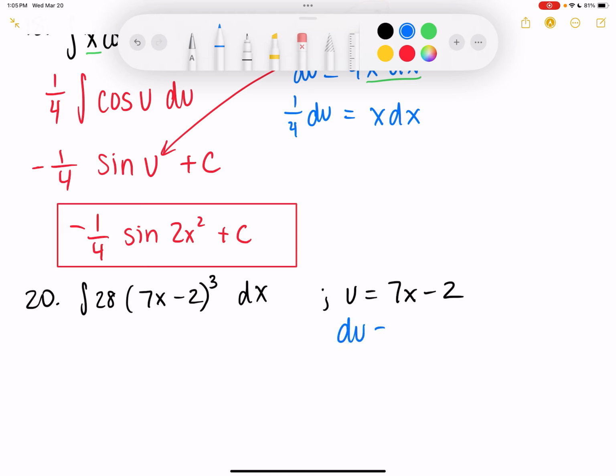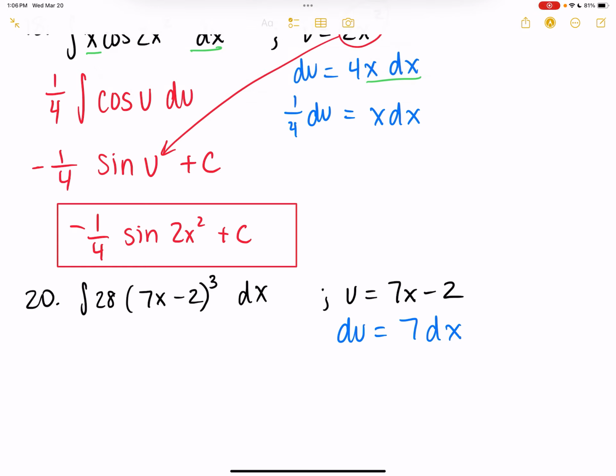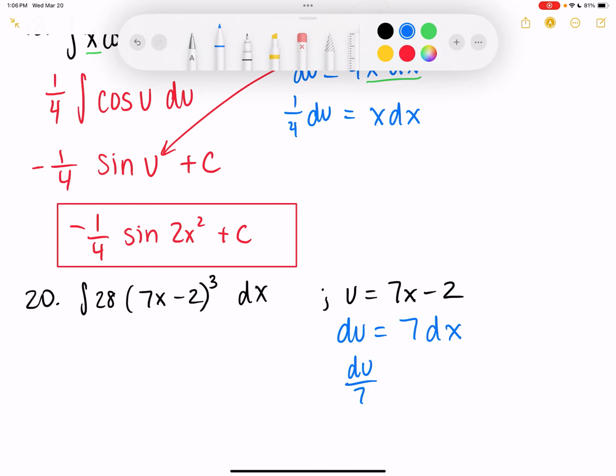Derivative. And what would the derivative be? 7 dx. Now, do I have a 7 dx over here? You have a 7 and a 7 dx. It can't be what's already been used. This is u. Ignore that. Then no. You have a dx. So what am I going to do? Divide by 7. So this is going to be du over 7 is dx, or 1/7 du.